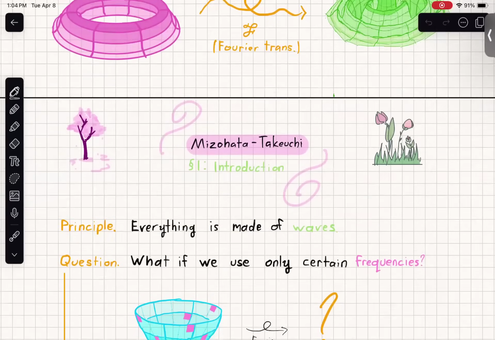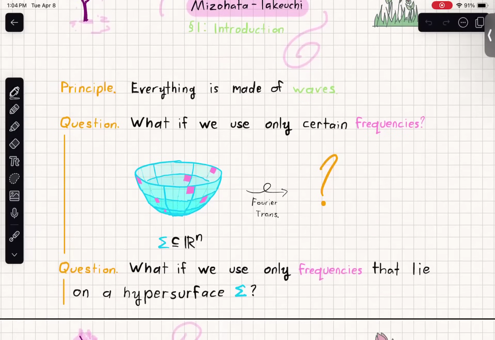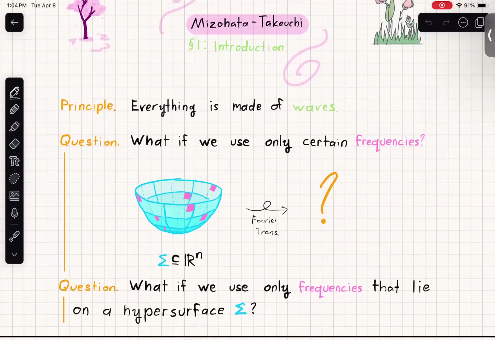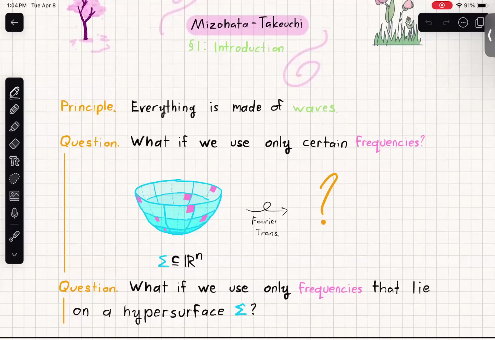In Fourier restriction theory, we wonder: what if we only use certain frequencies for our waves? Usually when we say Fourier restriction theory, we're restricting to a hypersurface. Technically, it is also meaningful to talk about restrictions to other sets, but for now we're just going to talk about hypersurfaces. So the idea is that we take some function and ask: what happens if we consider only the frequencies that lie on this hypersurface?